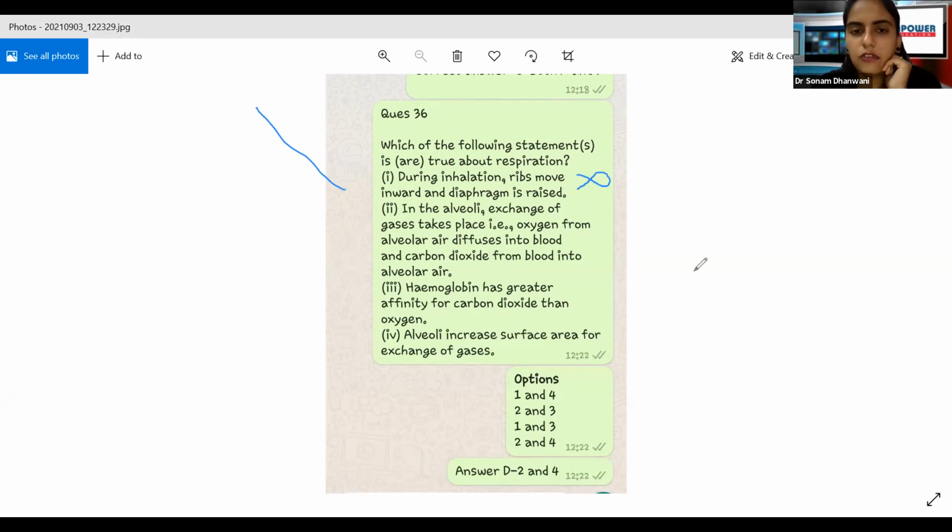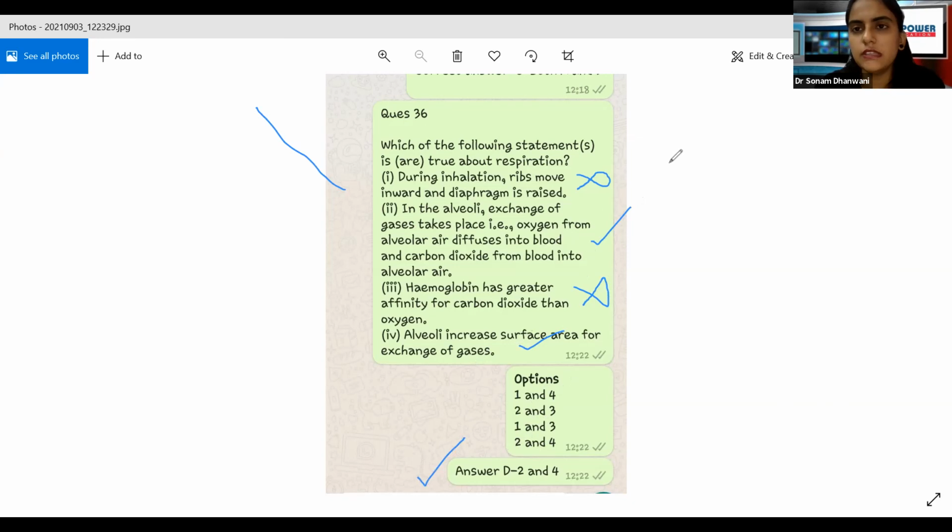Next, in the alveoli, exchange of gases takes place. Correct. We have seen that yes, gases takes place. Next, hemoglobin has greater affinity for carbon dioxide than oxygen. Is that true? No, right? Hemoglobin has affinity for oxygen. So this is wrong. Next, alveoli increases the surface area for exchange of gases. This is correct. So what are the two correct statements? 2 and 4. 2 and 4 का option कौन सा है इधर? D. So the correct answer is D, 2 and 4.